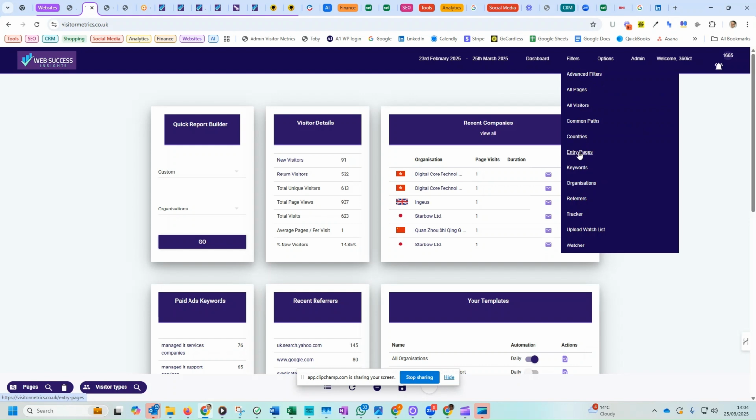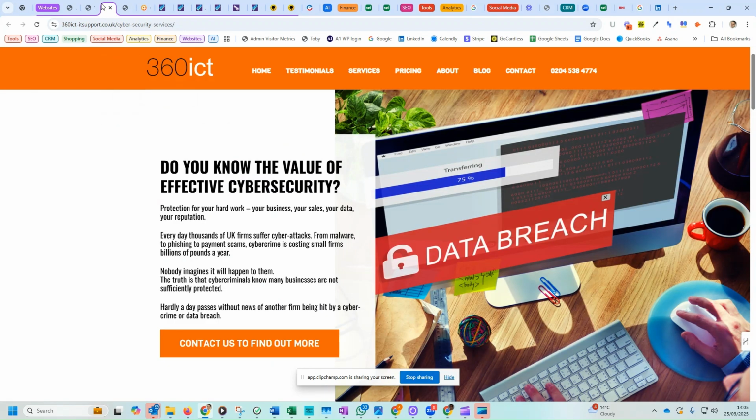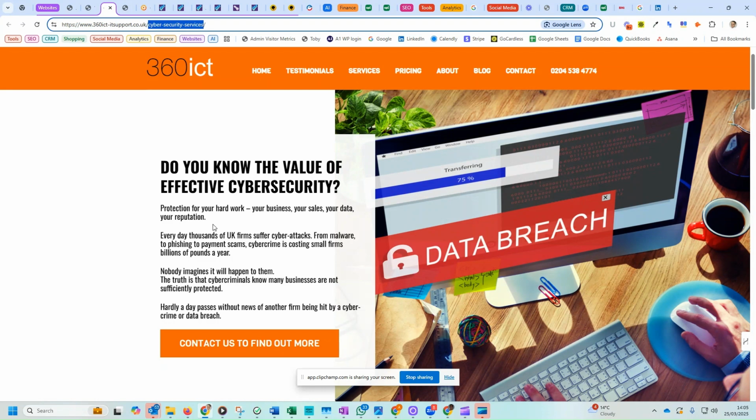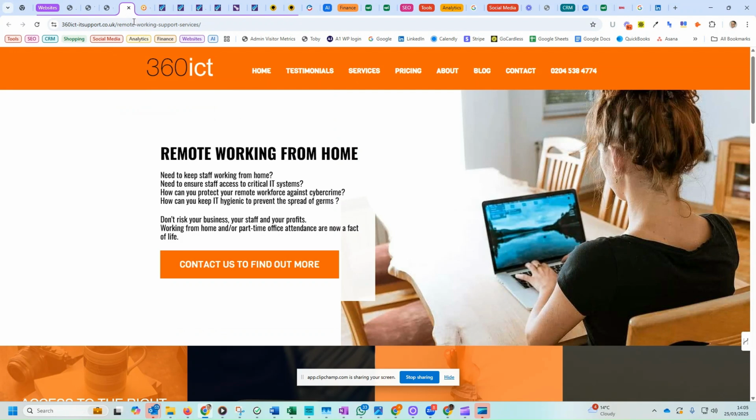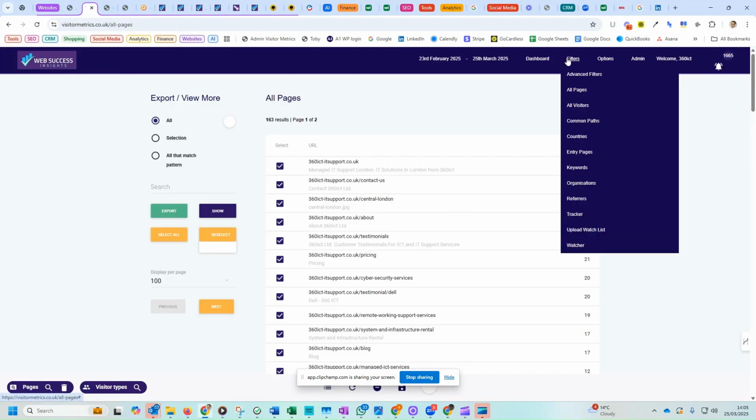So let's look, for example, at pages viewed. And we're going to have a look at two examples here. This is one service that's offered, and we're interested in how many people get to this page from the target geography, which is the UK in this case, compared to how many inquiries were gained. And we're also going to do that with another page here. So the way we get to that is here.